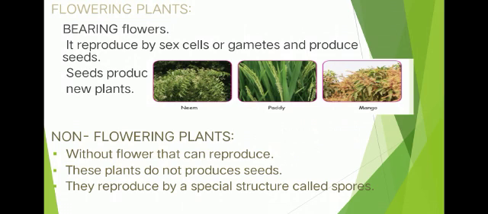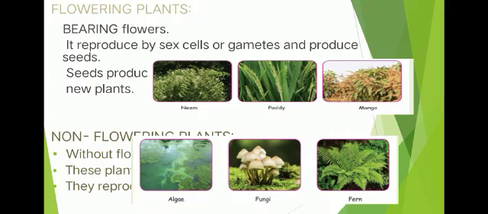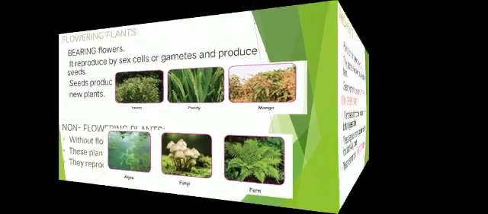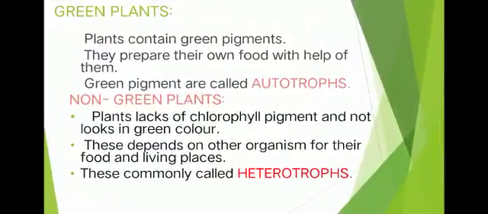Then non-flowering plants. Plants without flowers that can reproduce are called non-flowering plants. These plants do not produce seeds. They reproduce by a special structure called spores. Examples: algae, fungi, fern.